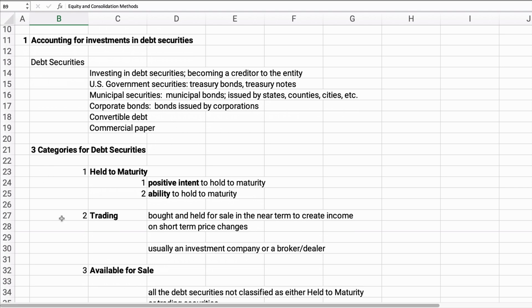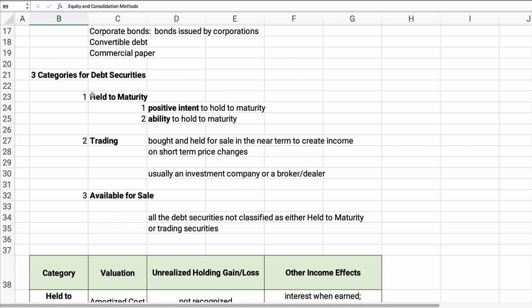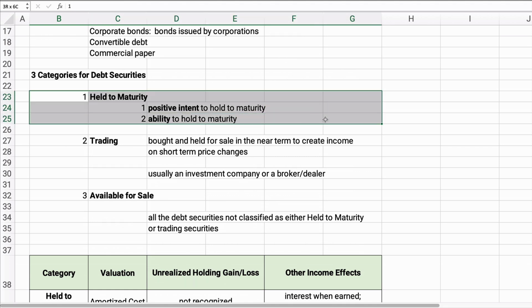So on debt securities, there's three categories. We need to say, are they held to maturity? Now, think about a bond. I'm going to always just say a bond, but it could be all these securities. For a debt security held to maturity, two things have to happen. You have to have positive intent to hold it to maturity, and you have to have the ability to hold it to maturity. So if you buy a 10-year bond, do you plan to hold it the entire time and just earn that income all the way? Then it's held to maturity.